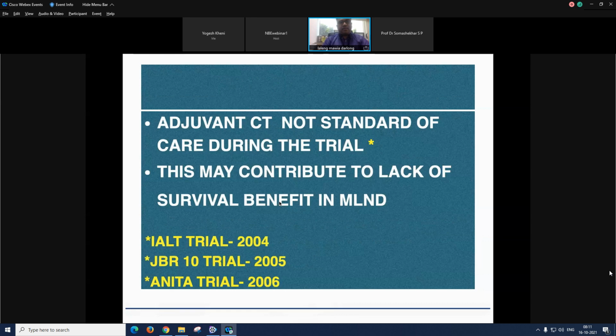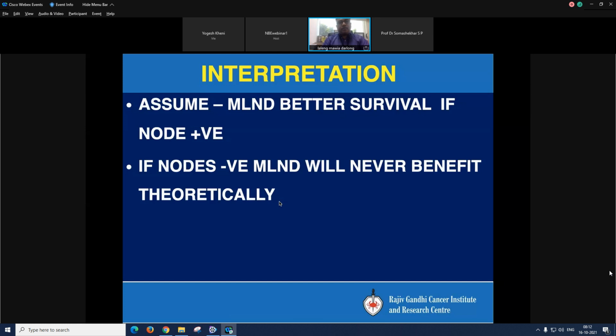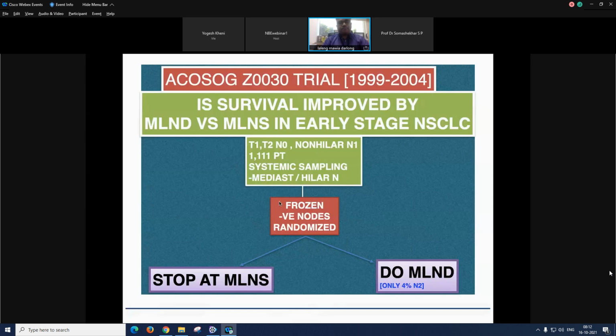We have to see that in those times, adjuvant chemotherapy was not a standard of care when this trial was being performed. So this may have contributed to the lack of survival benefit in the MLND group, because they did not have additional therapy in case the nodes turned out to be positive. So we can interpret that with lymph node dissection, survival is better if the nodes are truly positive. And if they're negative, it would have never benefited them theoretically.